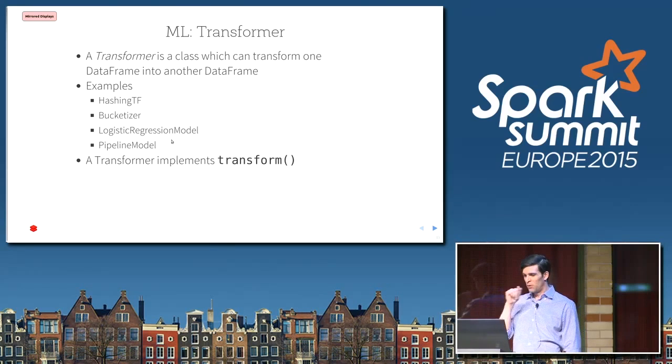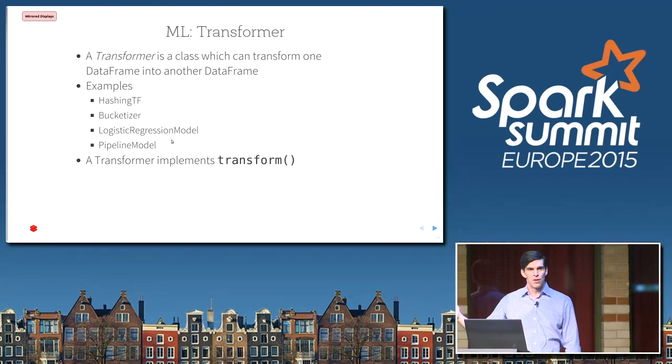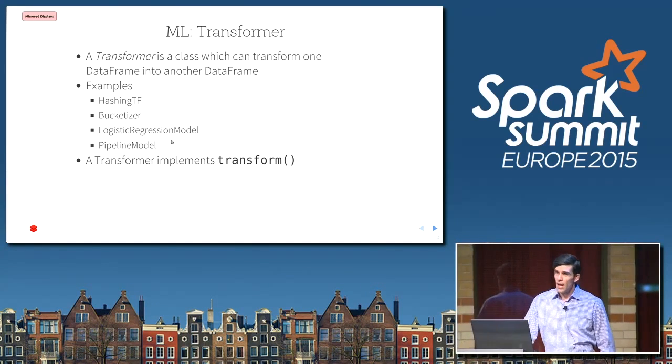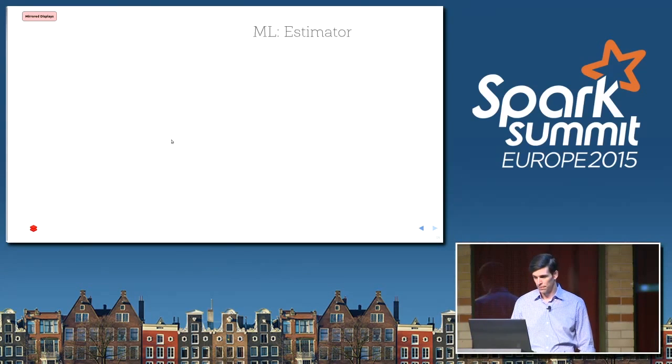So the thing that a transformer does is implement this transform function, and that takes in a data frame and typically appends another column to that data frame. And it also, behind the scenes, has information about how to transform the schema that exists in the data frame. That's not something that you need to worry about. You're not going to be calling that function. That's more internal. So let's go on to estimators here.